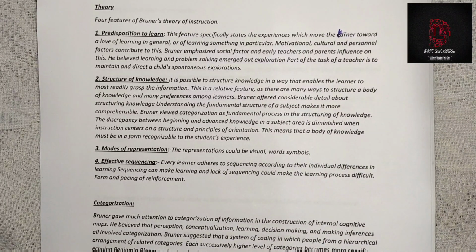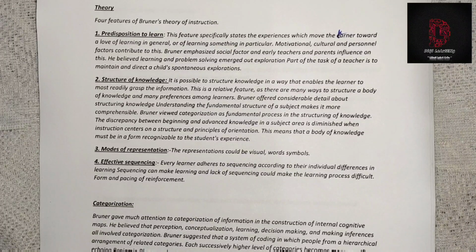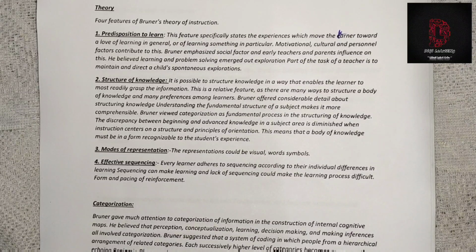Second point is the structure of knowledge. It is possible to structure knowledge in a way that enables the learner to most readily grasp the information. This is a relative feature as there are many ways to structure a body of knowledge and many preferences among learners. Bruner offered considerable detail about structuring knowledge. Understanding the fundamental structure of a subject makes it more comprehensible. Bruner viewed categorization as a fundamental process in the structuring of knowledge.